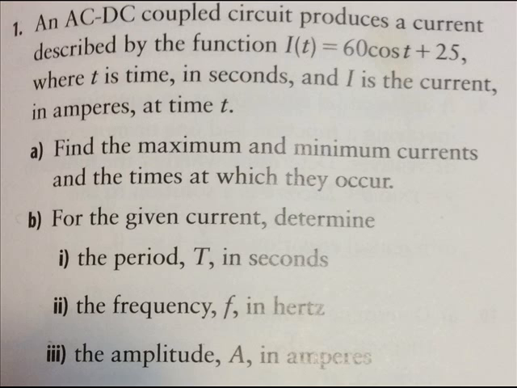Part A says, find the maximum and minimum currents and the times at which they occur. Part B says, for the given current, determine 1. The period T in seconds, 2. The frequency f in hertz, and 3. The amplitude A in amperes.